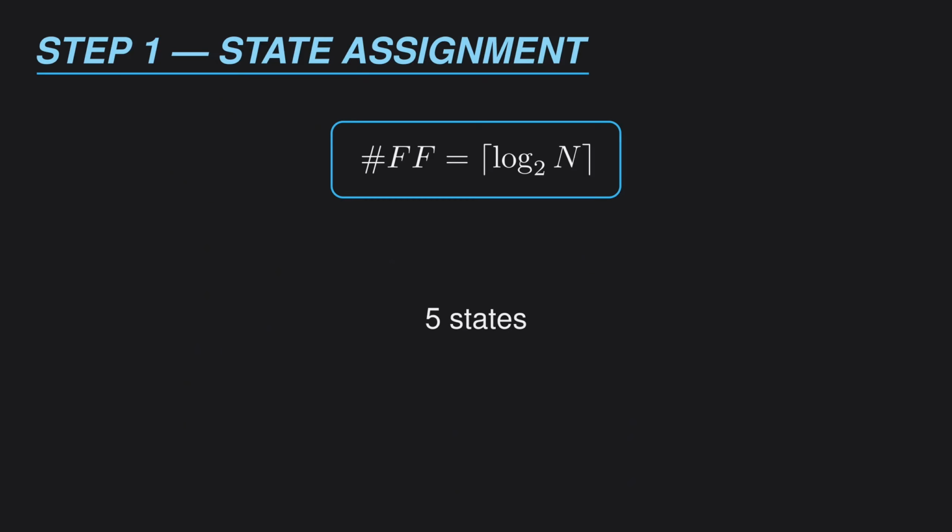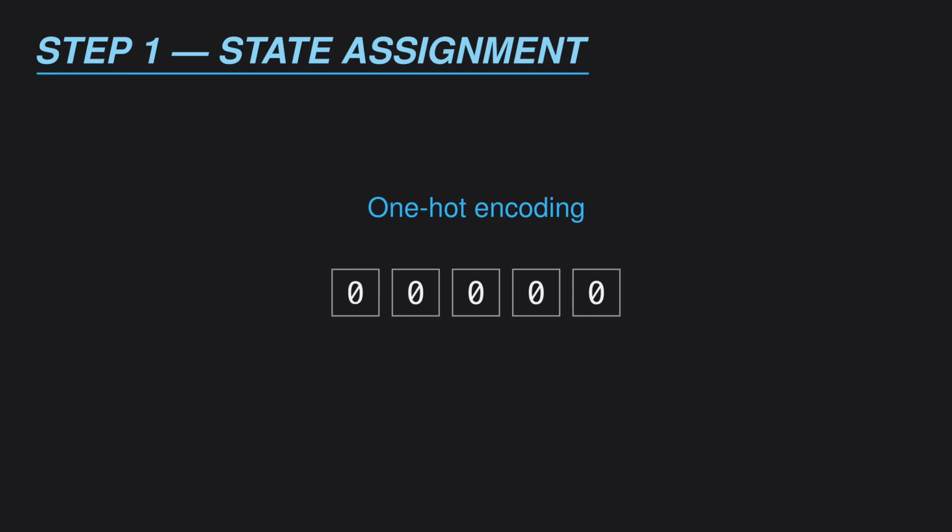That rounding is where people slip, so let us anchor it. The number of flip-flops equals the log base 2 of the number of states, rounded up. So 5 states need 3 flip-flops, not 2. Keep that. There is also a second style called one-hot encoding. Here you use one flip-flop per state, with exactly one of them high at any time. It costs more flip-flops, but it gives you simpler, faster next state logic.